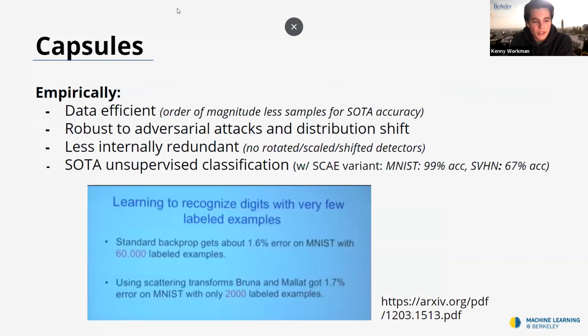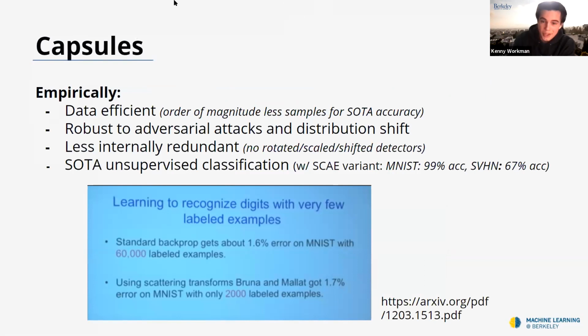Empirically, these networks are very data efficient. You don't have to augment your data set. You look at an object once and you understand the way that it works. Because of this, it's also robust to adversarial attacks and shifts in the way that you present your input to your network. And there's less redundancy, and you get state-of-the-art performance with an order of magnitude less data.